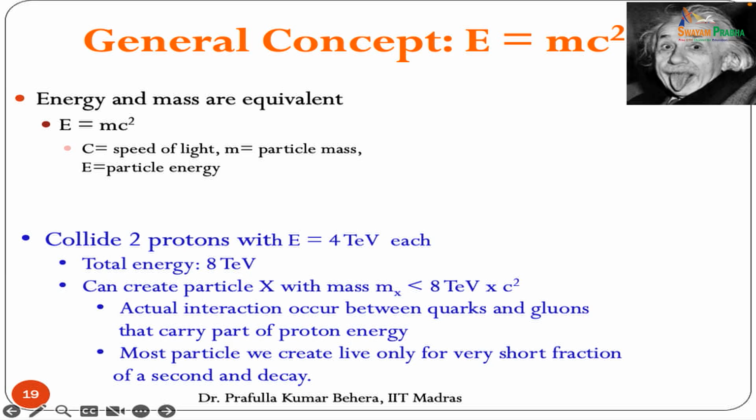Actual interaction occurs between quarks and gluons, because that is the building block of your proton. If a proton-proton collision happens, the protons will not collide as whole, the proton will collapse. The quarks do whatever they do, and we get whatever comes out of that.